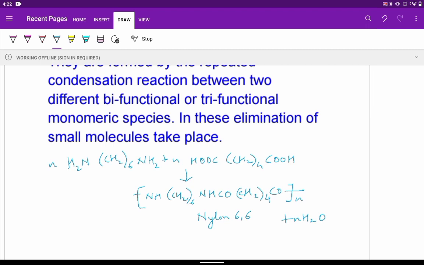This is nylon 6,6. For nylon 6,6, what are used? Condensation of hexamethylene diamine. Hexamethylene diamine has 6 carbon atoms and reacts with adipic acid, and therefore we get the name nylon 6,6. Because here also you see CH2 whole 4, but 2 COOH groups are there, so total 6 carbon atoms. Hence we get the name nylon 6,6. So this is the equation I have written here. You can go through the equation once again.